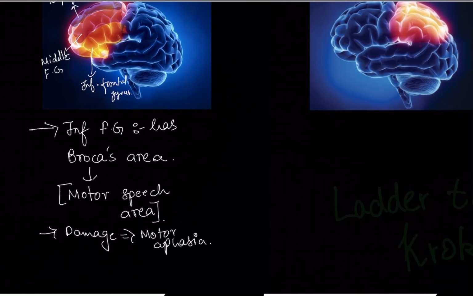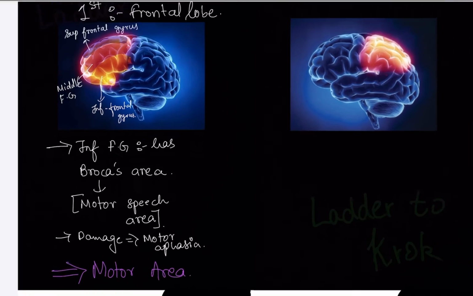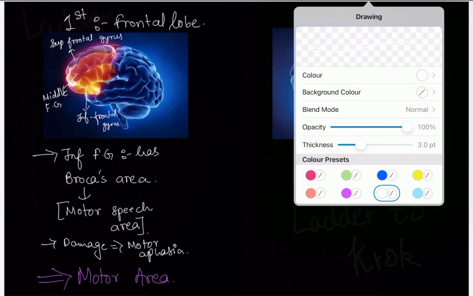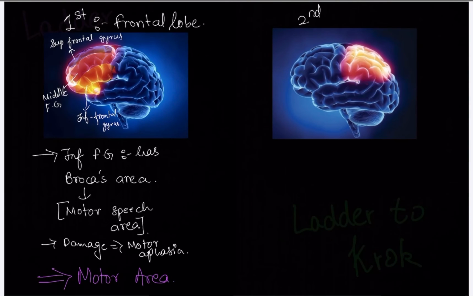You have to know a very important thing, that the frontal lobe is the motor area of our body. It controls all the motor functions of our body. Now, the second is, which lobe is it? Parietal lobe. Second is parietal lobe, also known as postcentral gyrus.